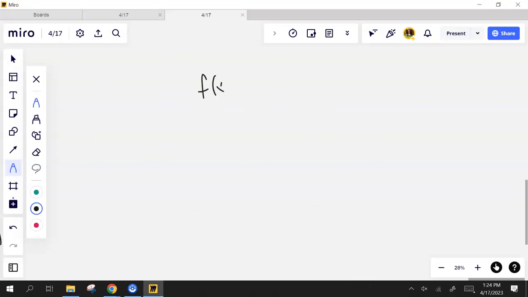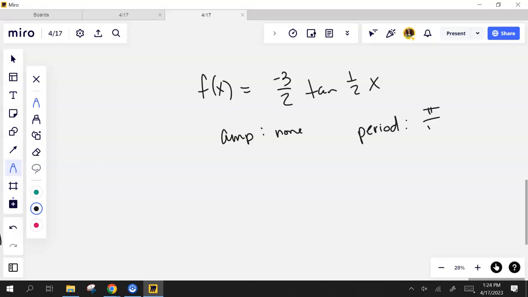All right, so we've got f of x equals -3/2 tan 1/2 x. Again, I don't have an amplitude on tangent, right? All right, so amplitude is none or undefined or does not exist. Any of the above are fine. Period: pi over 1/2, which would be pi over 1/2, so it's 2 pi. So now everything is stretched out. It's twice as wide now.